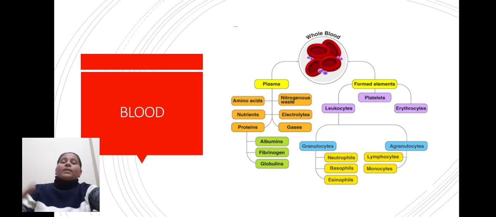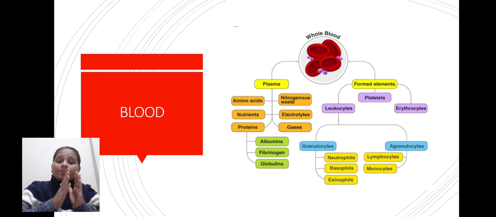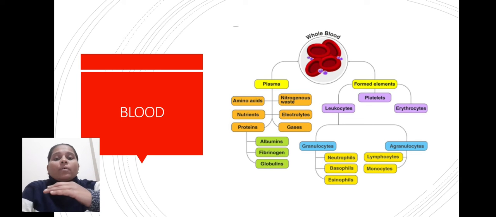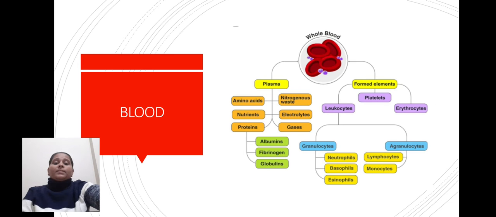Next are the blood cells. There are three types of blood cells: white blood cells, red blood cells, and platelets. So what are red blood cells? Red blood cells are also known as RBCs or erythrocytes. RBCs are anucleated, biconcave, and the most abundant cells of the blood.